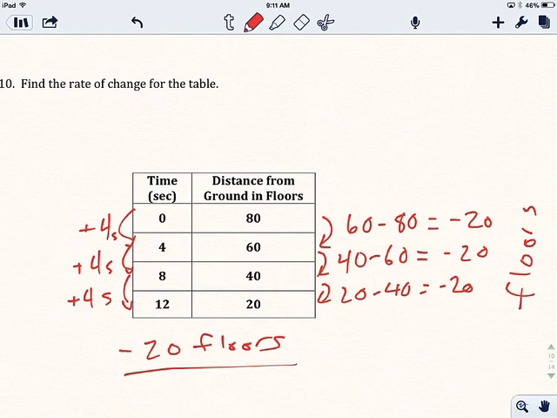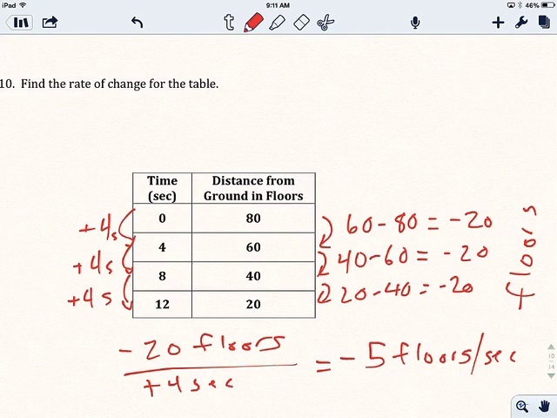And so if I divide that, negative 20 divided by 4 equals negative 5 floors a second. And so remember to put floors on top, put seconds on bottom, and then do your division. You have to definitely be careful that you notice how the time is changing, because if it's not going up by one, you have to do some division to find your rate. And that's it.